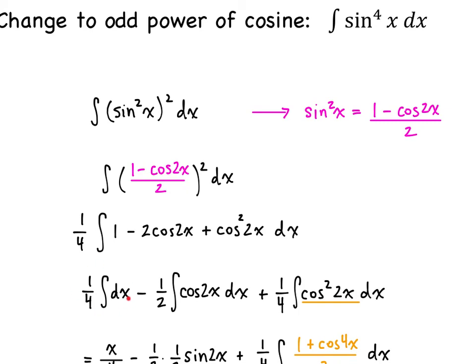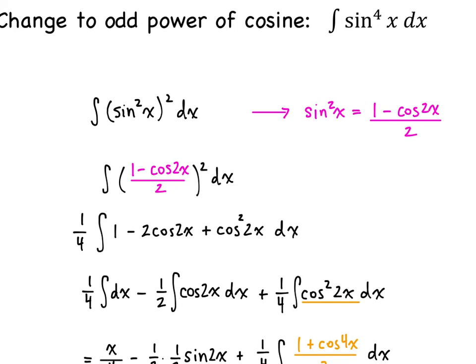This guy, no problem, right? We can integrate this guy with the U substitution, u being 2x, and du then being 2 dx. All right, and we can go through that route. This one is the tricky one. We still have cosine squared of 2x. So this is where we need to make another substitution here.